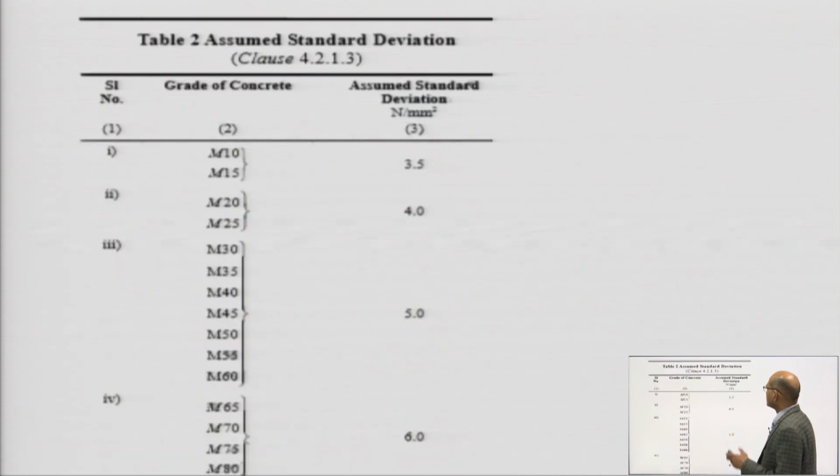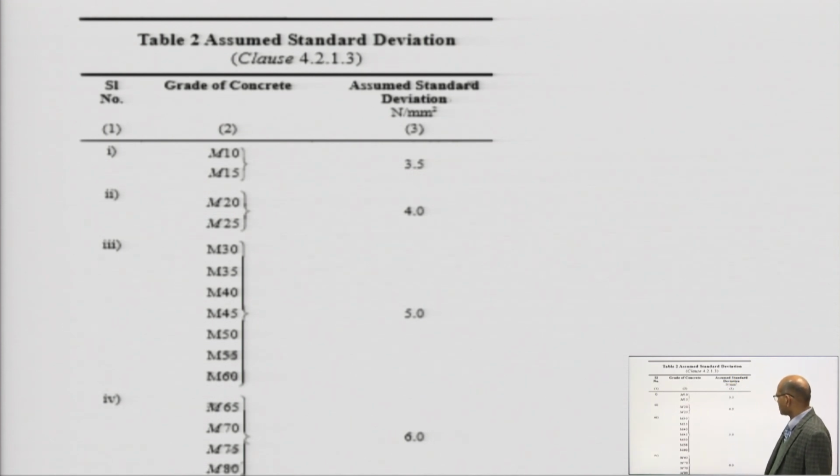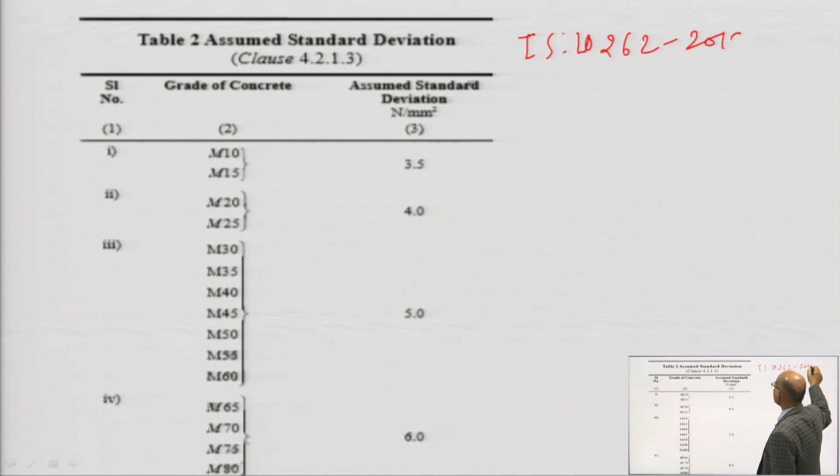Okay. Then similarly, if you see the assumed standard deviation, because at initial stage we do not have the variation, how much variation is provided by the contractor. So, either you refer to IS 456, we are getting also a similar type of table. So, this table has been taken from IS 10262 2019.